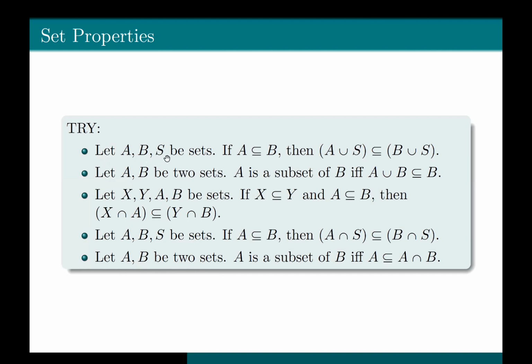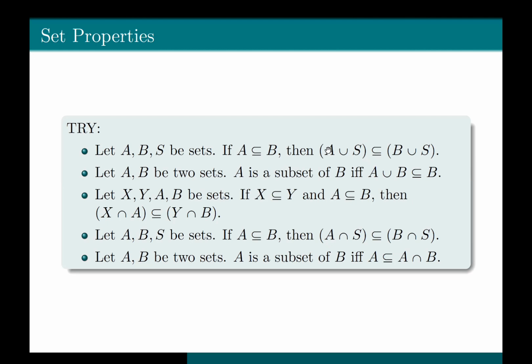If we have A, B, and S as sets, and A is a subset of B, then we have to prove that A union S is a subset of B union S. So what are you going to do? You're going to start with an element x in A union S, and you will have to prove that that element x belongs to B union S. Now, if x belongs to A union S, you will have three cases: either x belongs to A, or x belongs to S, or x belongs to both the sets A and S.